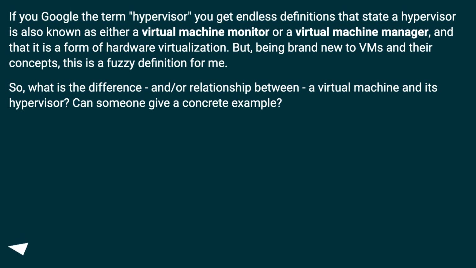If you Google the term hypervisor, you get endless definitions that state a hypervisor is also known as either a virtual machine monitor or a virtual machine manager, and that it is a form of hardware virtualization. But, being brand new to VMs and their concepts, this is a fuzzy definition for me. So, what is the difference, and/or relationship between, a virtual machine and its hypervisor? Can someone give a concrete example?